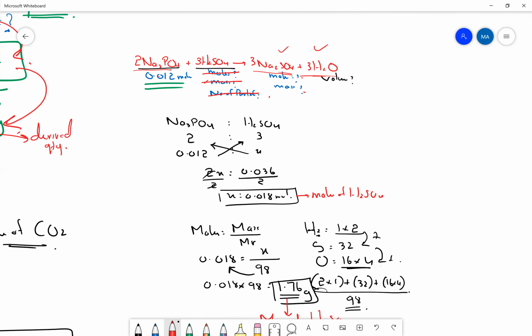For Na2SO4, it will be between Na3PO4 and Na2SO4. By the way, you can establish the ratio between even H2SO4 and Na2SO4. That's completely up to you, because you now know the moles of H2SO4 as well: 0.018. So you can do that as well. But I'd suggest going with the first quantity with all of the other quantities, so it will be easier for you to understand in sequence.